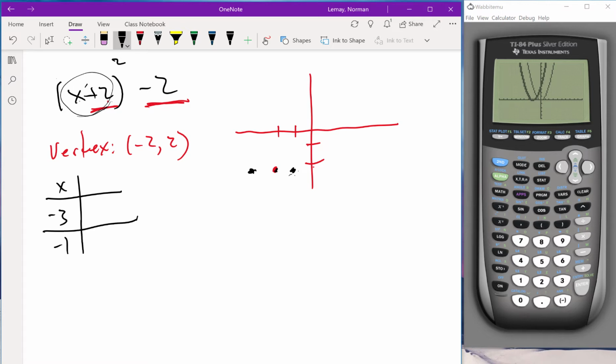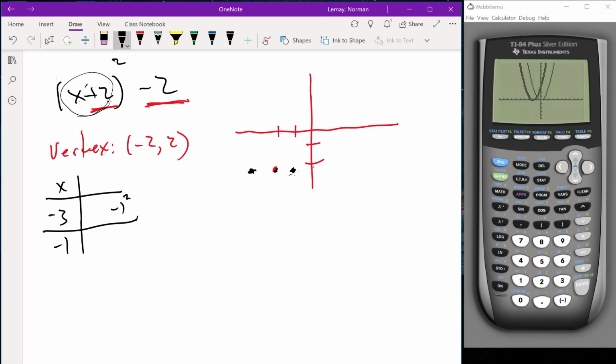So notice if I plug in a minus 3, minus 3 plus 2 is minus 1. So I get (minus 1) squared, okay, minus 2, which is 1 minus 2, which is equal to negative 1. So this one gets a value of negative 1. And if I plug a minus 1 in here, notice that I get (minus 1 plus 2) squared minus 2. So here I get 1 squared minus 2 equals negative 1. So notice if I come over here, 1, come up here, and then here I come up here.